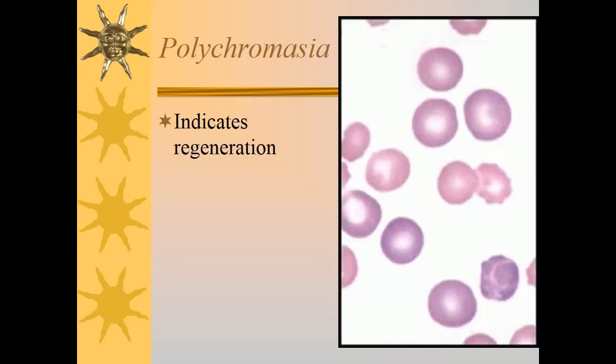Polychromasia. Polychromasia is the appearance of larger red blood cells with a bluish tint. These cells are immature, and still contain some organelles which cause the cytoplasm to stain a blue color. When seen, polychromasia indicates regeneration.